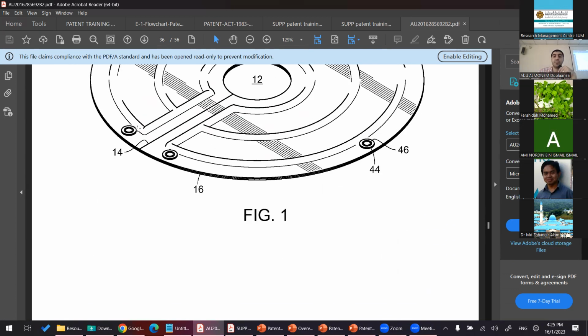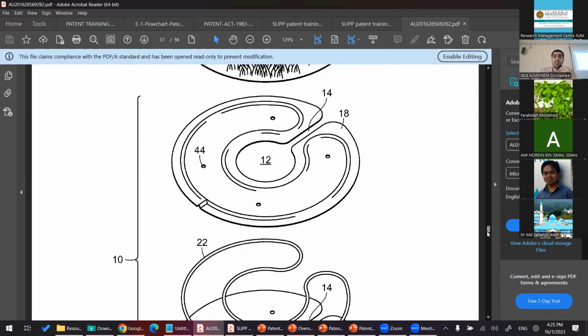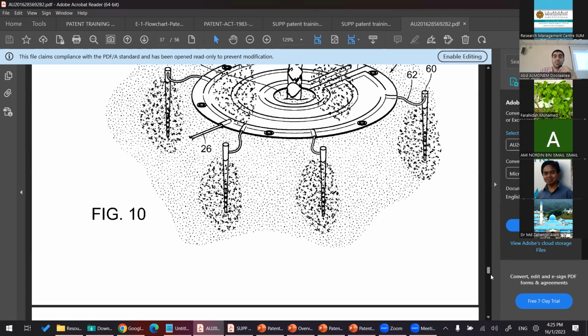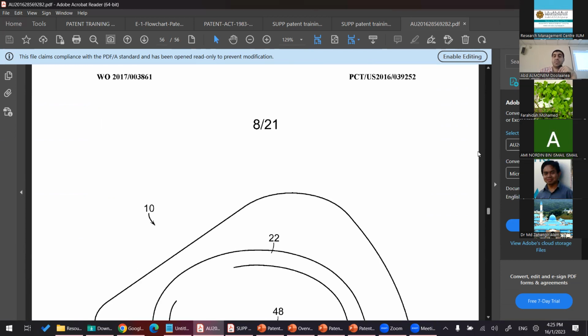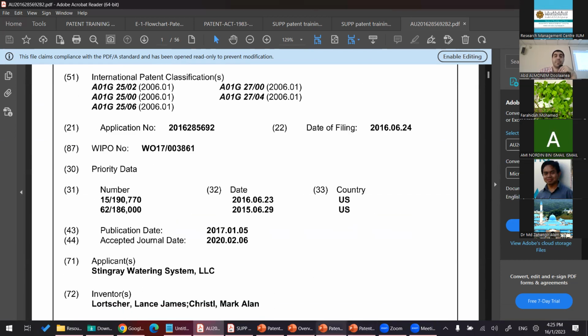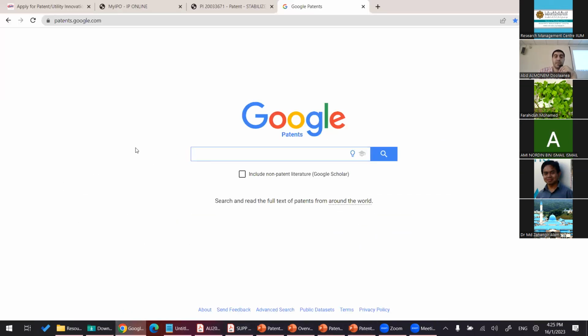Okay, these are the drawings. So this is how the patent looks like. Okay, what do you want to search for? Anyone want to try searching something?